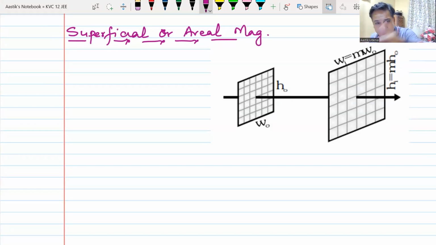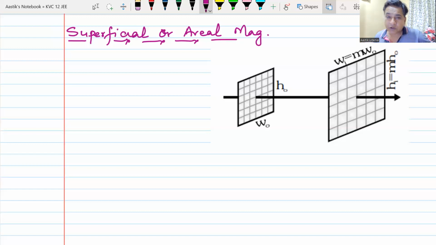Now the difference between linear magnification and superficial magnification is for all of you to see. Can you tell me what is the difference? It is very evident. What is the difference between linear magnification and superficial or areal magnification? Area has magnified, sir. Area has magnified, yes, but you can put it in a different way. Linear magnification only happens when the object is placed perpendicular to the principal axis. Object is linear, one dimensional. Areal magnification happens when the object is placed in 2D. Yes, that is the simplest way to understand this.